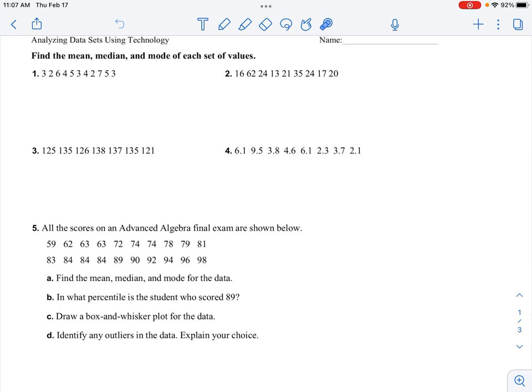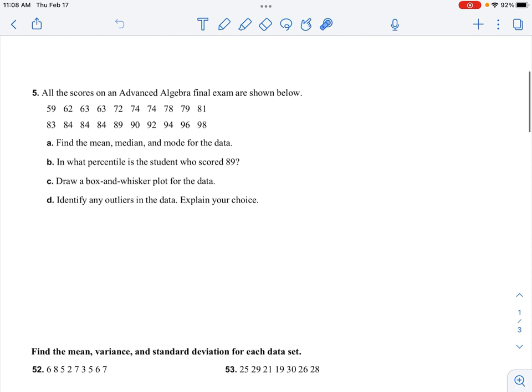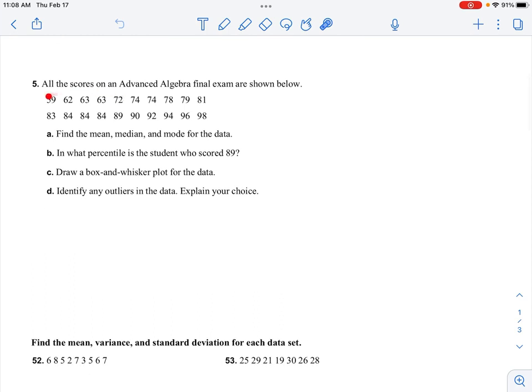You could also choose to solve by hand if you'd prefer to do that on each of those three. That's fine. For number 5, you'll do the same thing. You'll plug in these data sets or solve by hand, find your mean, your median, and your mode. You'll be asked to find what percentile the student who scored an 89 is in. On a previous video, we talked about percentiles, so you could go back and watch that.